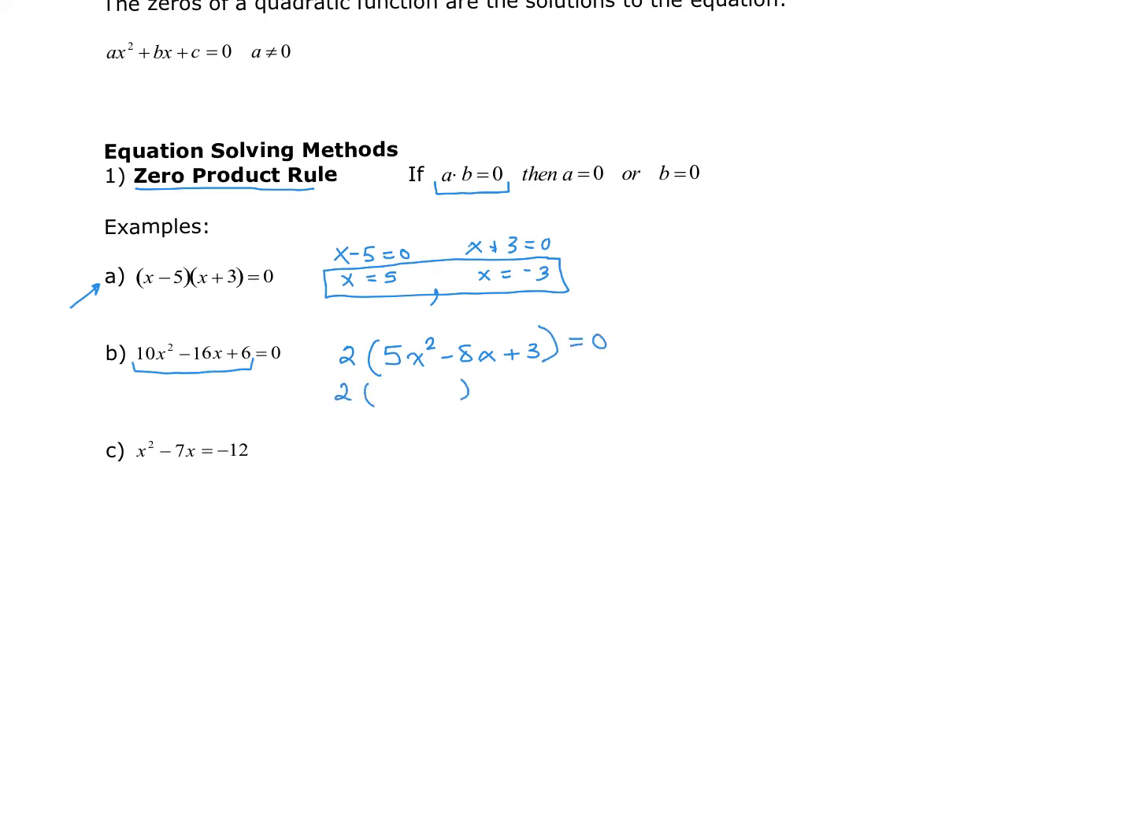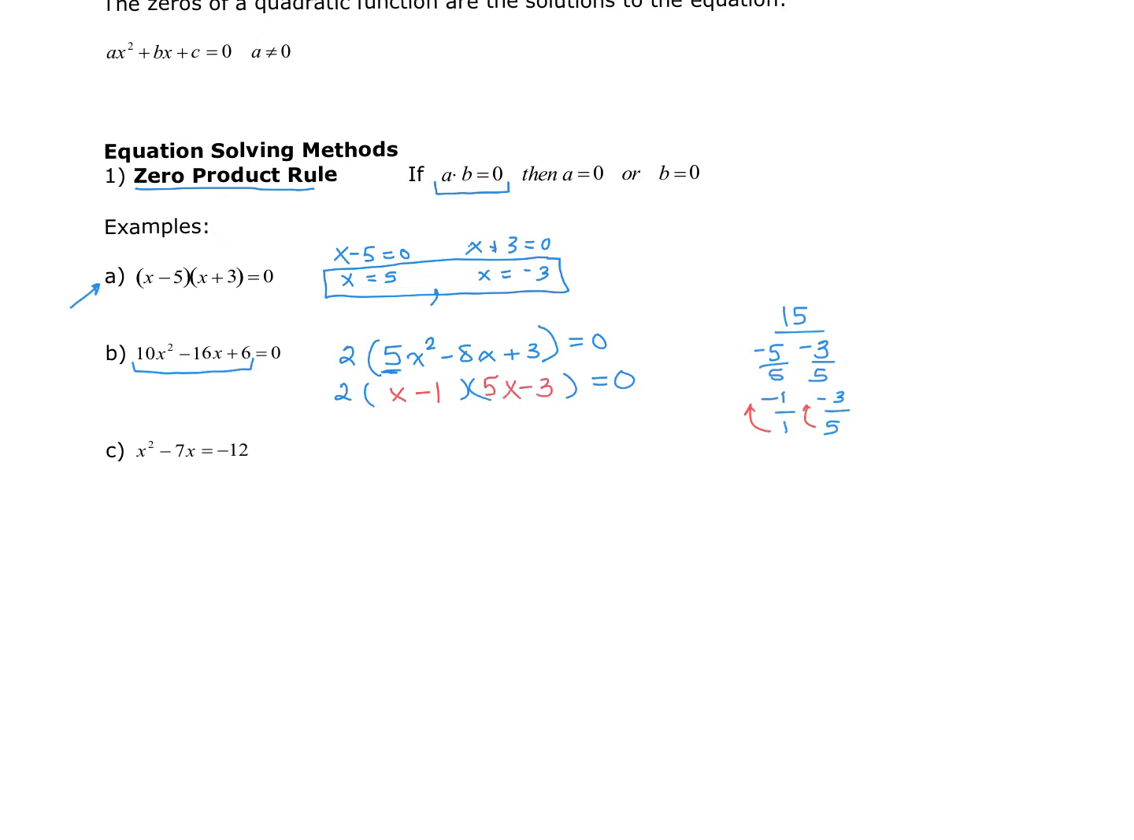And then factoring further, I notice that 5 times 3 is 15, so I need two numbers that multiply to 15 that add to minus 8: minus 5 and minus 3. And then I like to divide by the lead coefficient here and reduce. So this will be minus 5 over 5, which is minus 1 over 1, and minus 3 over 5. And then I'm going to take these bottom numbers up and put an x with them. And I will get x minus 1 and 5x minus 3.